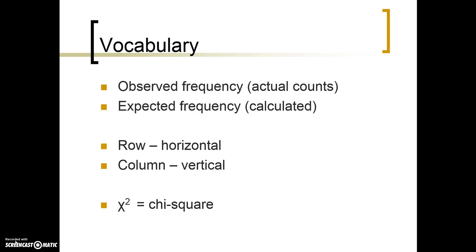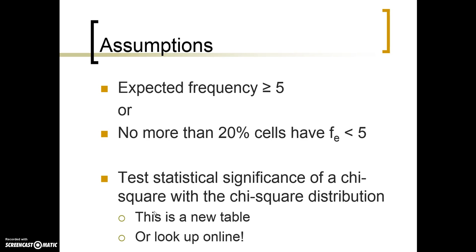Couple of new vocabulary words. Observed frequency. These are the actual counts for each cell, for each category. So this is the data that we have collected, that we have observed. Then we have expected frequency. These are calculated values of what we would expect to see in each cell. Just to make sure we're clear, rows are horizontal, columns are vertical, and then this is our new symbol. It looks like an X. It usually has a little squiggly on it. Squared, chi-squared.